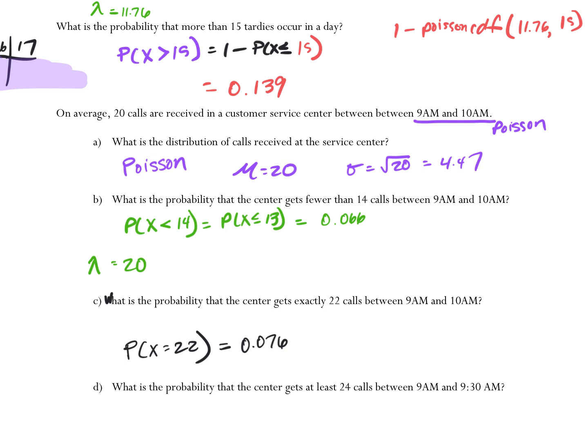Okay? And so singular outcomes might not have that high of a probability because there's still lots of opportunity there, right? There's lots of different possible outcomes. So even though one can be the most frequent, that doesn't make it likely. Everybody good? All right. What's the probability that the center gets at least 24 calls between 9 and 9:30?